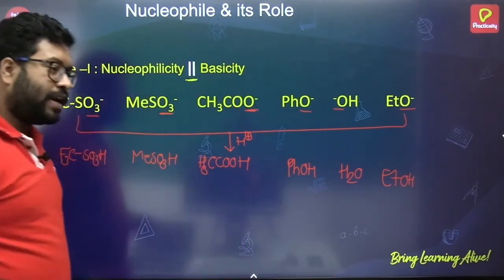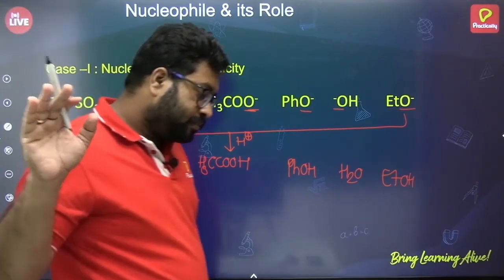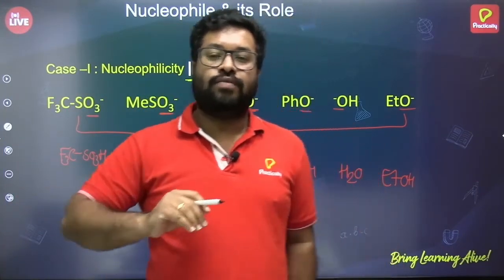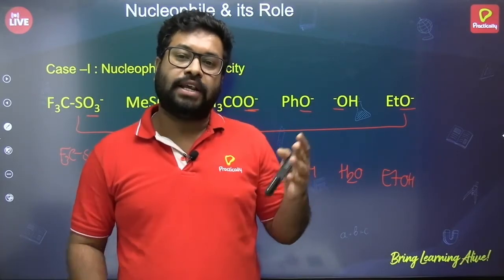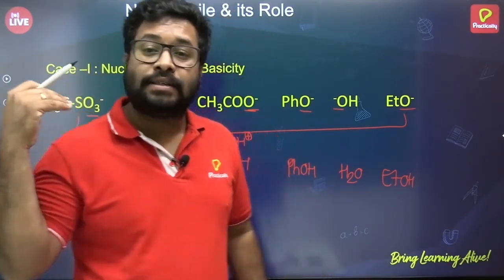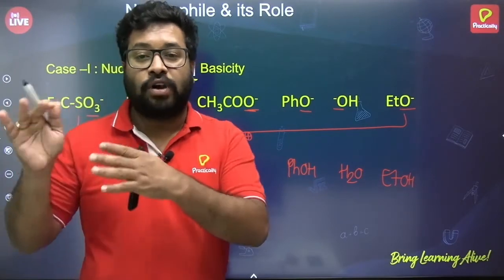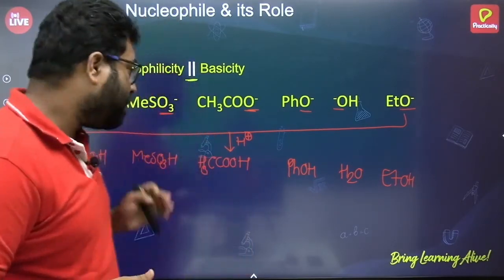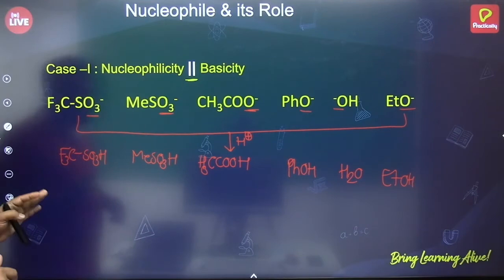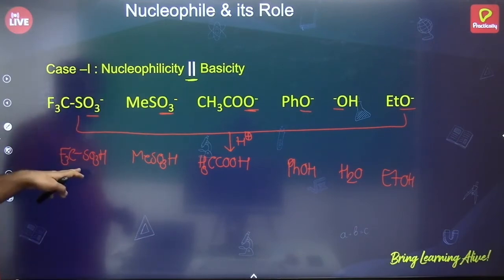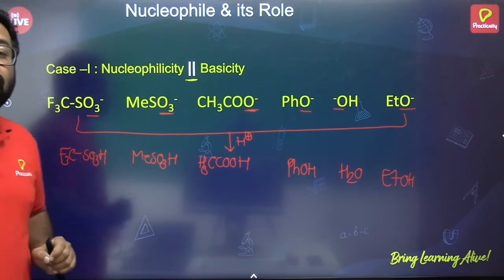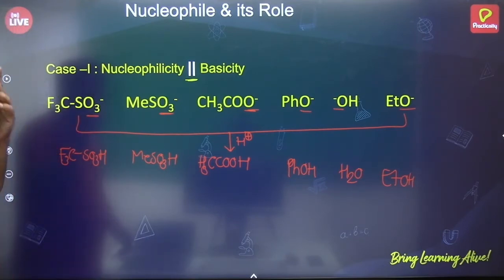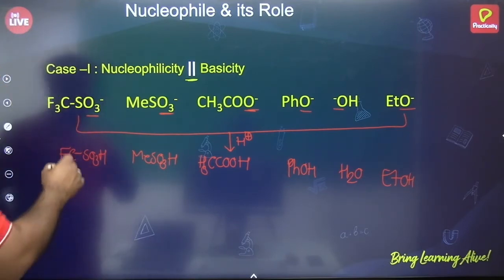Now we need to find out, see, the strongest acid would always give you the weakest base and vice versa. That means the weakest acid will give you the strongest base. The same thing is applicable when you are going from bases to acids also. Okay, but here we know the strongest acid is this. So if this is the strongest acid, it has to be the weakest base.